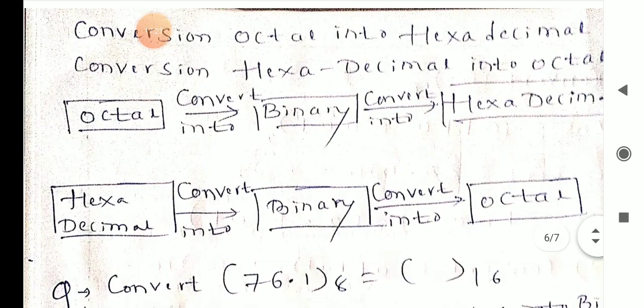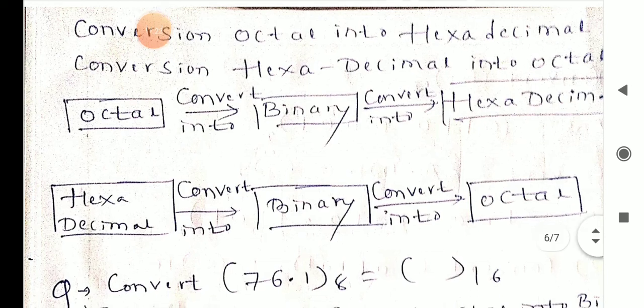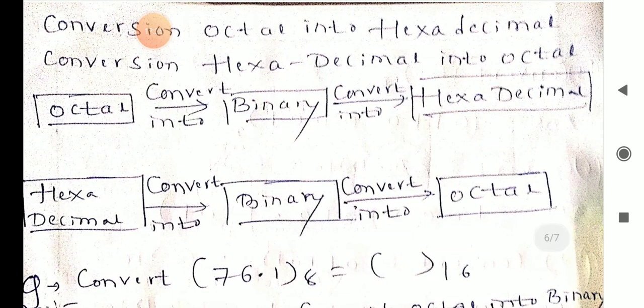The next conversion is conversion of octal into hexadecimal, and conversion of hexadecimal into octal. So there are two possible conditions. It is very important. You can remember, if you want to convert octal into hexadecimal, you cannot convert directly. First you have to convert octal into binary, then binary into hexadecimal.